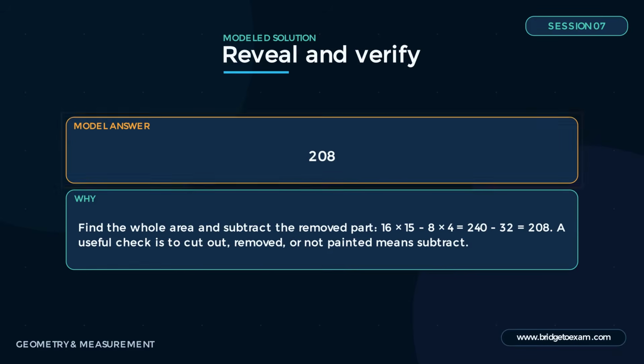The model answer is 208. Find the whole area and subtract the removed part. 16 times 15 minus 8 times 4 equals 240 minus 32 equals 208. A useful check is to cut out, removed, or not painted means subtract.